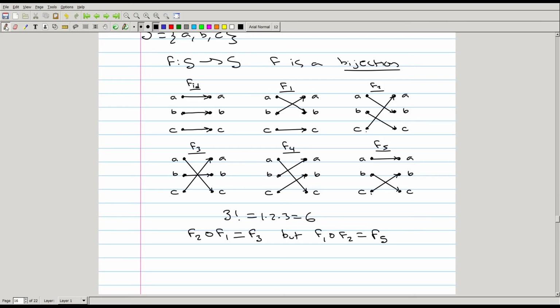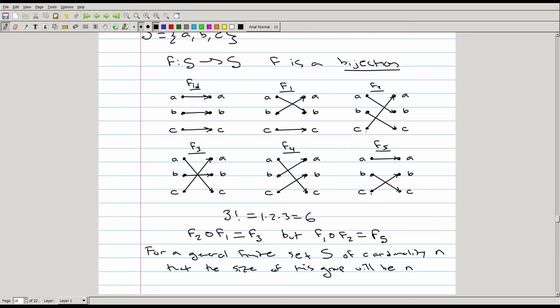And as far as the counting rule is concerned, it's relatively straightforward to go through and show by induction that for a general finite set S of cardinality n, the size of this group will be n factorial.